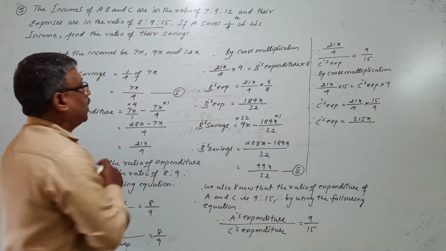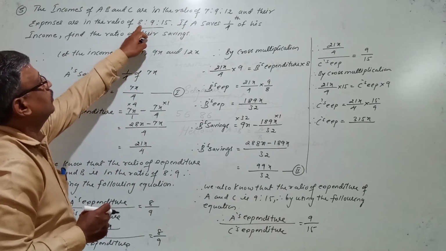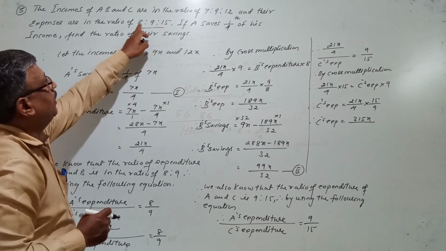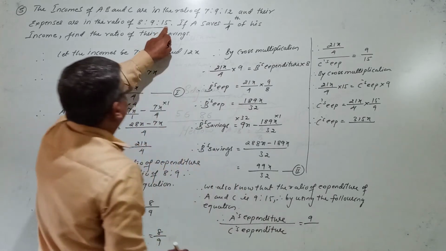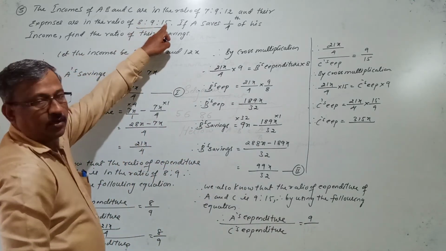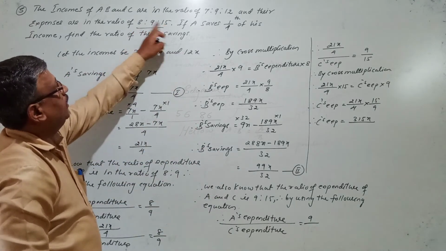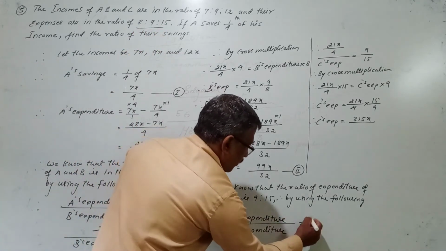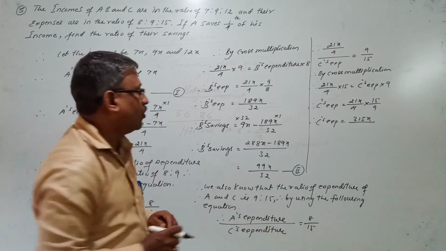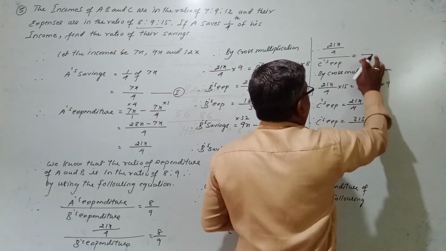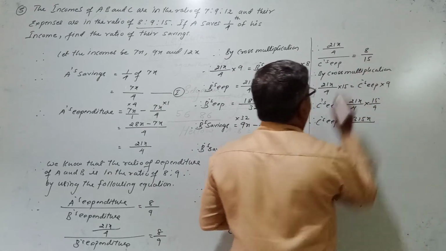Sorry, I have taken the wrong ratio here. I have to take A to C, which is 8 is to 15. I have written the ratio wrong here, so that correction you have to do, right? So here it will also change to 8 divided by 15.